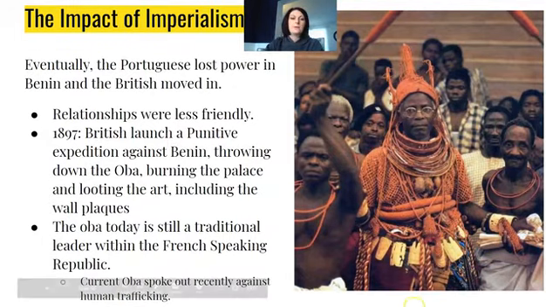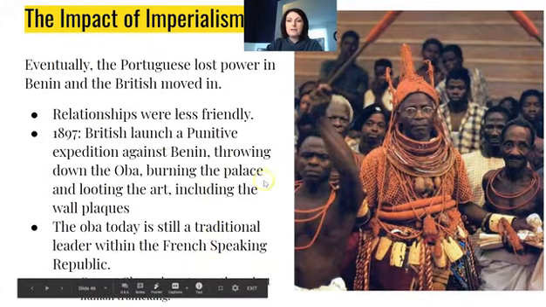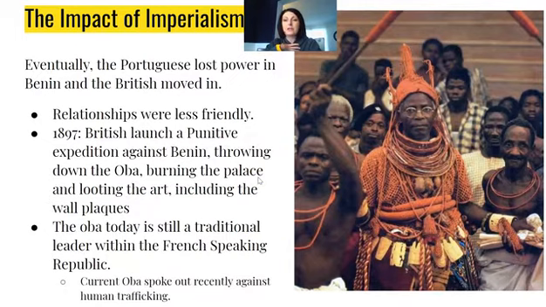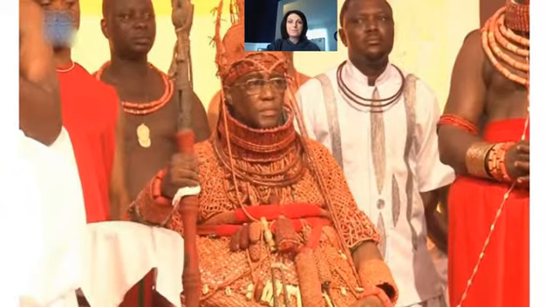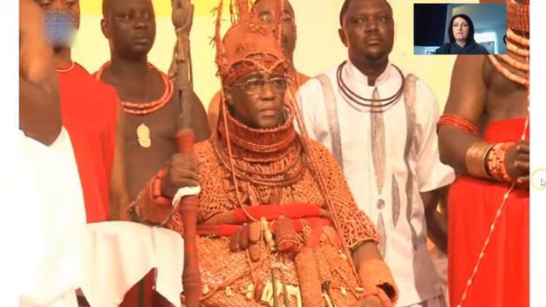So the current Oba, you can see here, that red coral that he's wearing, he's got those many layers around his neck. This is a modern picture of the Oba. And you can see he's still wearing that reddish color, and he's still very active in African affairs. In fact, one of the things that he's passionate about is human trafficking, which does happen a lot out of these cultures. So, another picture of a modern Oba.